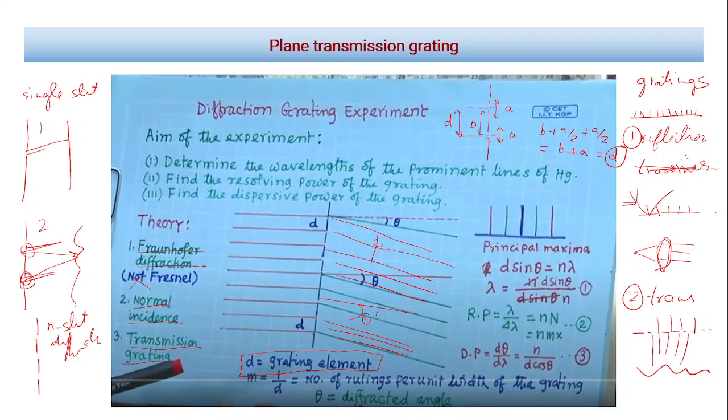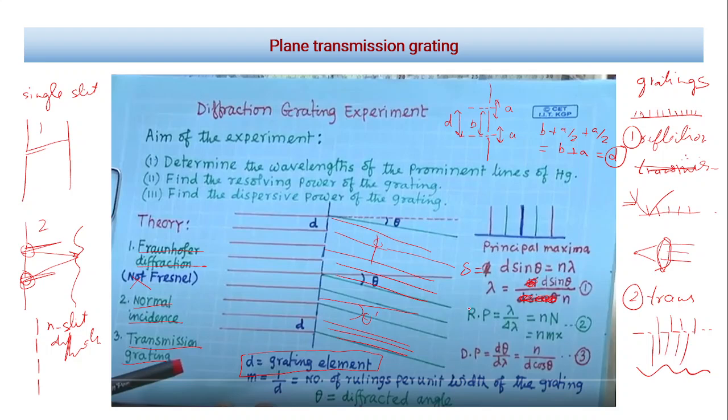Okay, so what will be the condition for getting maxima? For getting principal maxima, this is the path difference we have to get. Path difference should be an integral multiple of lambda. So the path difference here will be d sin theta, which will be equal to n lambda. So we can calculate lambda from this, which will be d sin theta upon n.